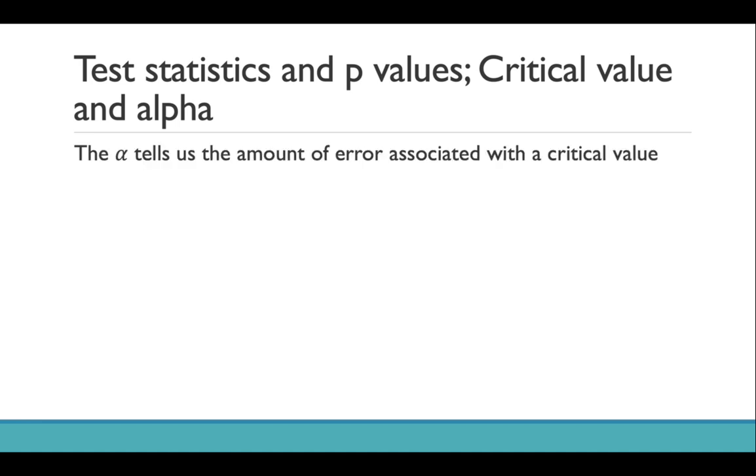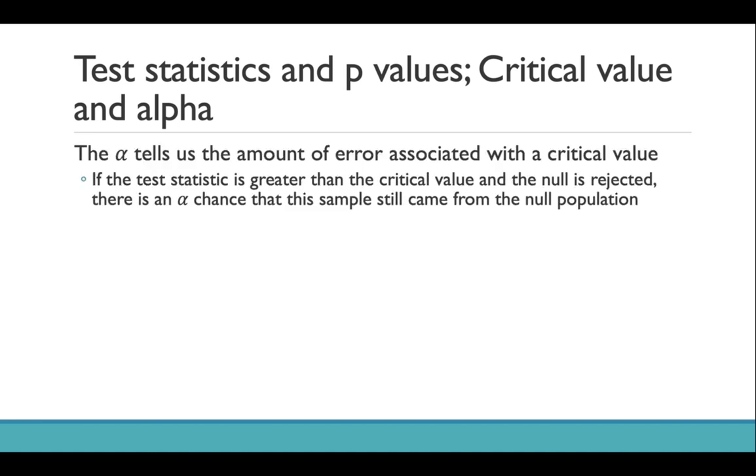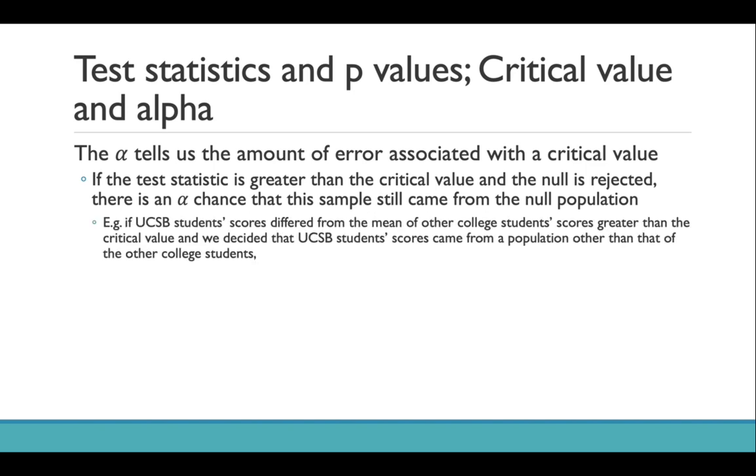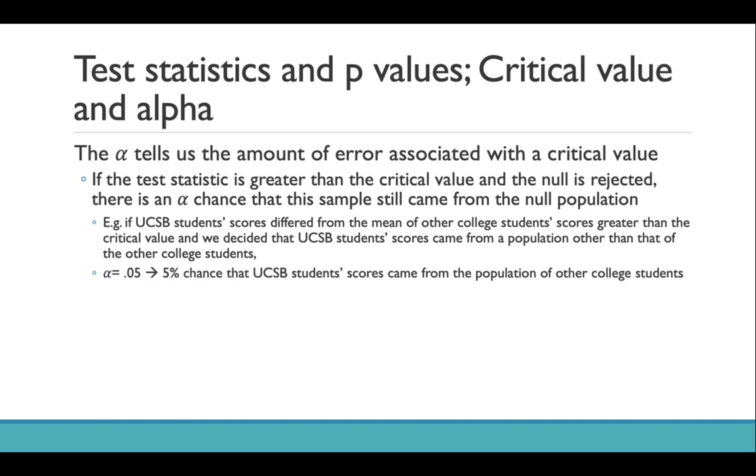The alpha tells us the amount of error associated with the critical value. If the test statistic is greater than the critical value and the null is rejected, there is a chance, equal to alpha, that this sample actually came from the null population. For example, if UCSB students' scores differed from the mean of other college students' scores greater than the critical value, and we decided that UCSB students' scores came from a population other than that of the other college students, at an alpha level of 0.05, there would be a 5% chance that UCSB students' scores came from the population of other college students. In other words, that we'd made a type 1 error.